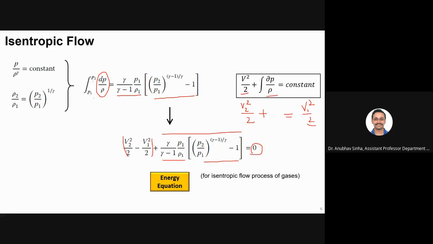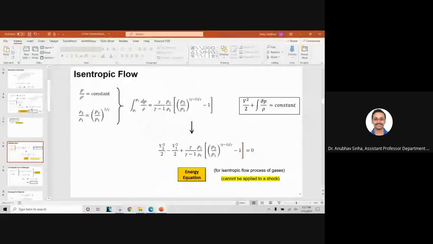So we have derived the compressible Bernoulli equation, and we are looking into the energy equation. We are running out of time, so let's stop here. Any questions? If you have, we can discuss.